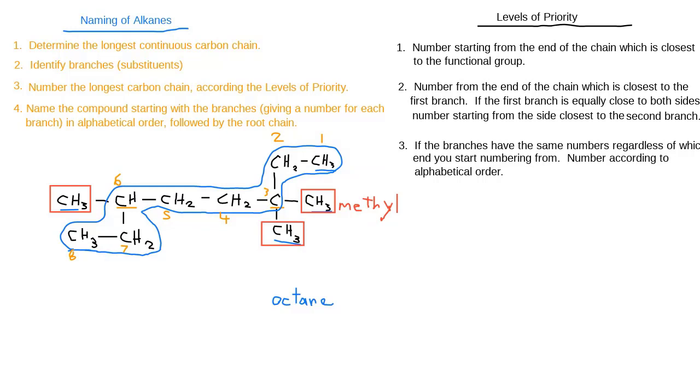In this case, for our branches, we'll have to specify the numbers first, which in this case is 3, 3, 6. Separate them with commas, then put a hyphen, and then specify the amount of methyl groups with the prefix trimethyl. All of this is in front of octane. Absolutely. So 3,3,6, one number for each branch: 3,3,6-trimethyloctane. Very good.